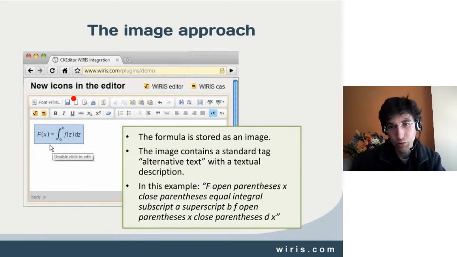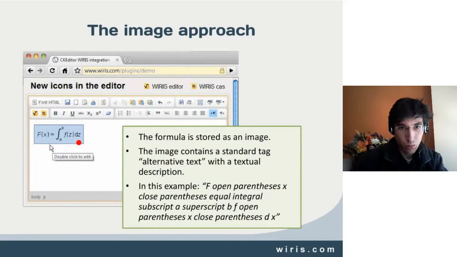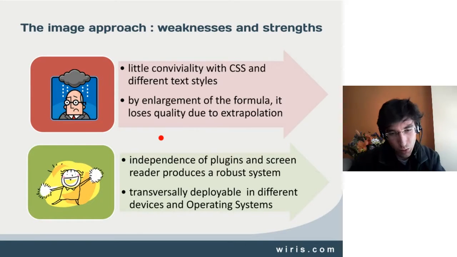With this approach, again, good things and bad things. Bad things first. It's less convivial with CSS and different text styles because it's an image, so it's not affected by much of what happens around, which we'll see is also a bit of a strength. But in this sense, it will not adapt as well to the properties of the screen of the person viewing it, right? And as I said, there's normally strong magnifying in partially blind people, so by enlargement of the formula, it loses quality due to extrapolation like any other image, right? So these are the bad things.